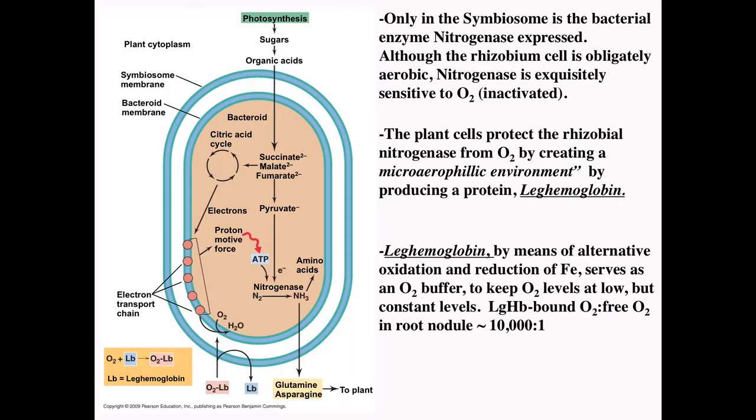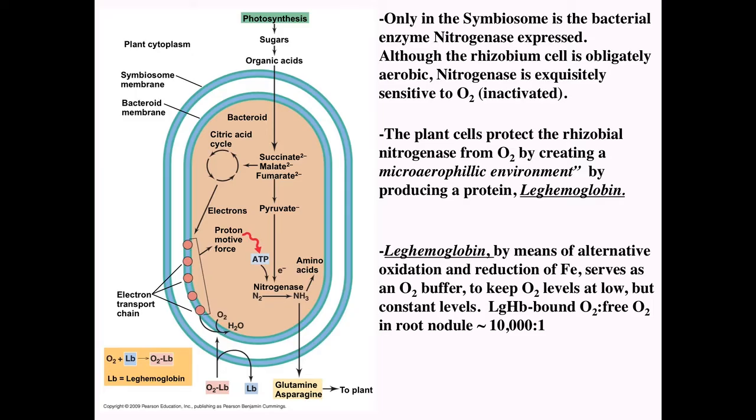They do that by producing an oxygen scavenging protein called leghemoglobin. Leg obviously coming from the fact that this is a leguminous plant protein. And hemoglobin obviously tells you that this is capable of binding oxygen. Leghemoglobin, shown here at the bottom of this cartoon, binds oxygen very, very tightly. And it has the ability to deliver that oxygen in a bound form, not in a free form, to the end of the electron transport chain of the bacterium.